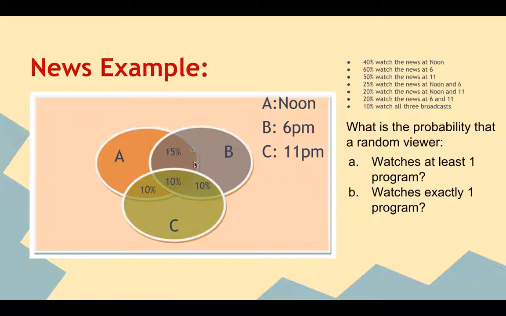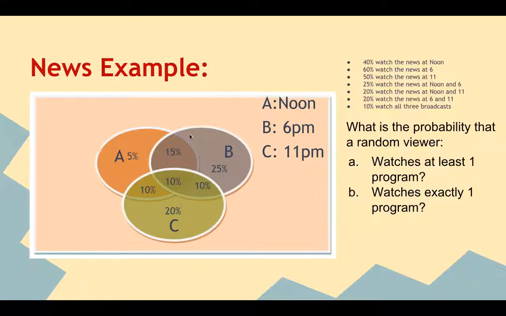Now notice when it says 25% watch noon and 6, it doesn't say noon and 6 and not 11. It just says noon and 6. So the people watching at all 3 are included as well. And then 50% watch at 11, they could also watch at noon and 6. So if we look at the 50% for 11, we've got 3 categories here adding up to 30. So the section that just watches at 11 is only 20%. And you can keep going with that same idea. So this adds up to 60, this adds up to 40.